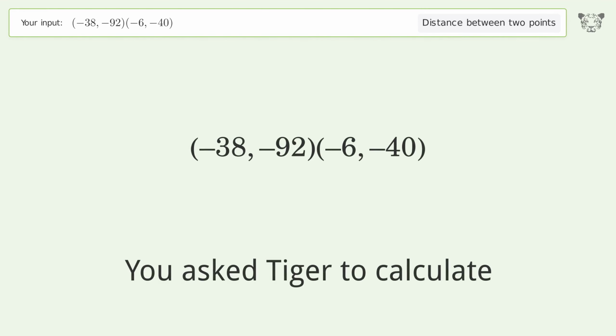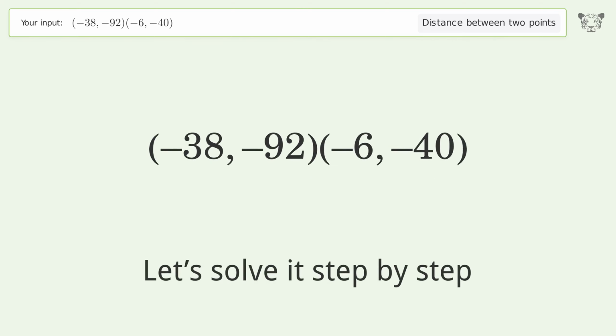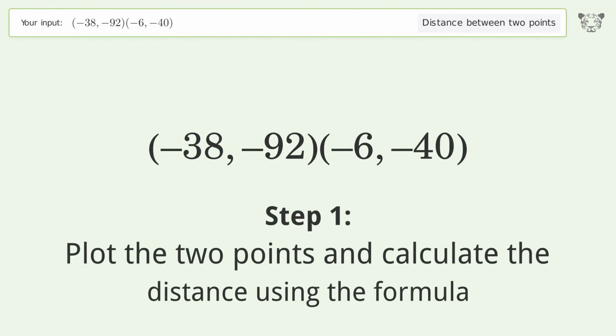You ask Tiger to calculate. This deals with the distance between 2 points. The distance between the 2 points is the square root of 3728, or 61.057. Let's solve it step by step. Plot the 2 points and calculate the distance using the formula.